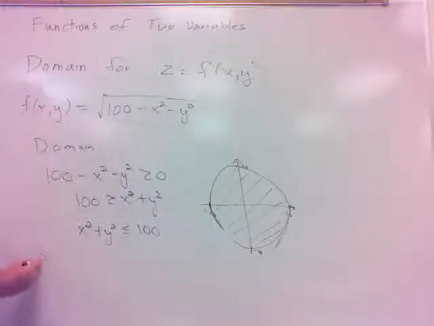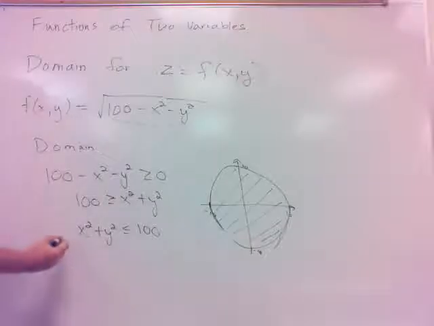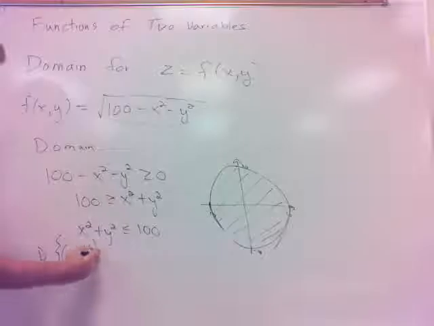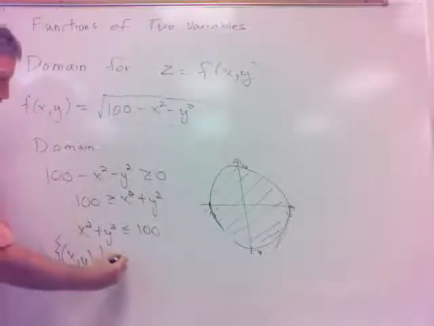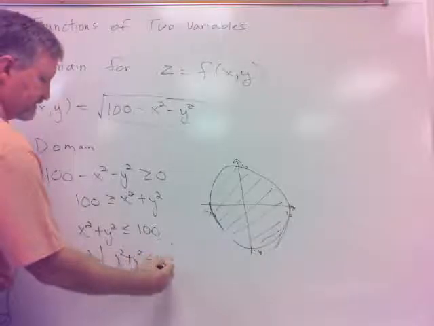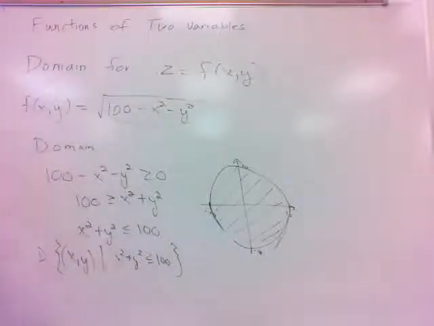And the way we could write that then is something to that effect. It's the set of all the ordered pairs x, y, such that x squared plus y squared is less than or equal to 100, or 100 minus x squared minus y squared is greater than or equal to 0. Something to that effect.